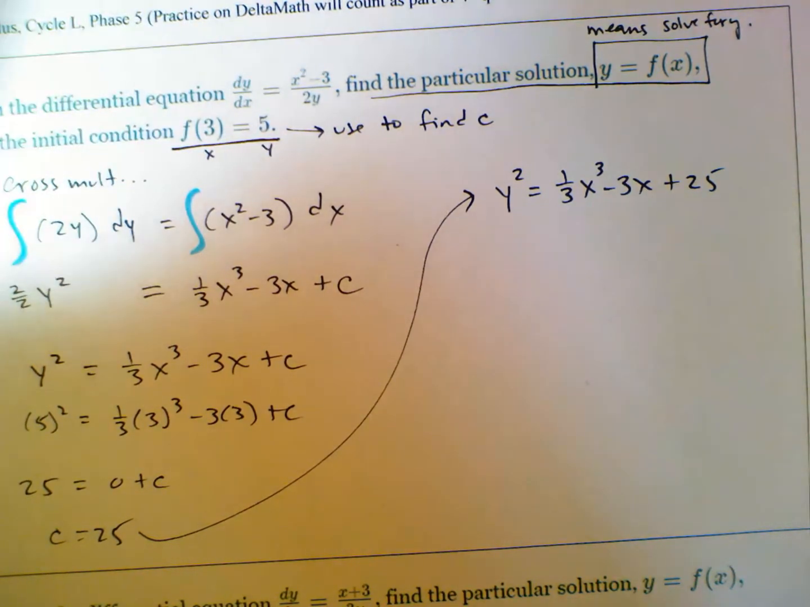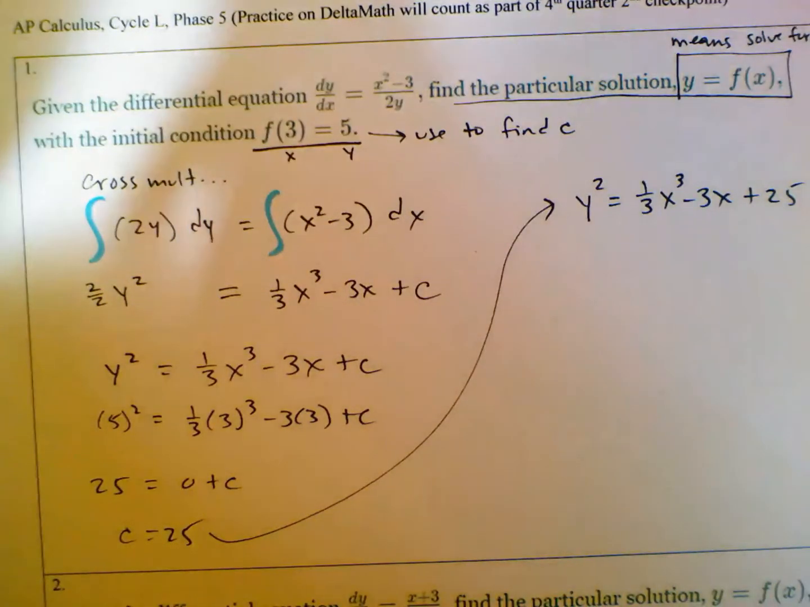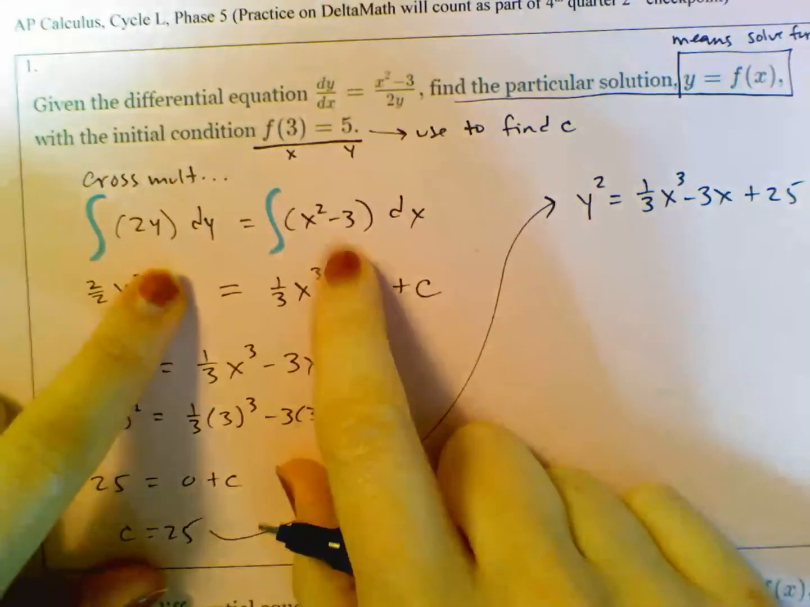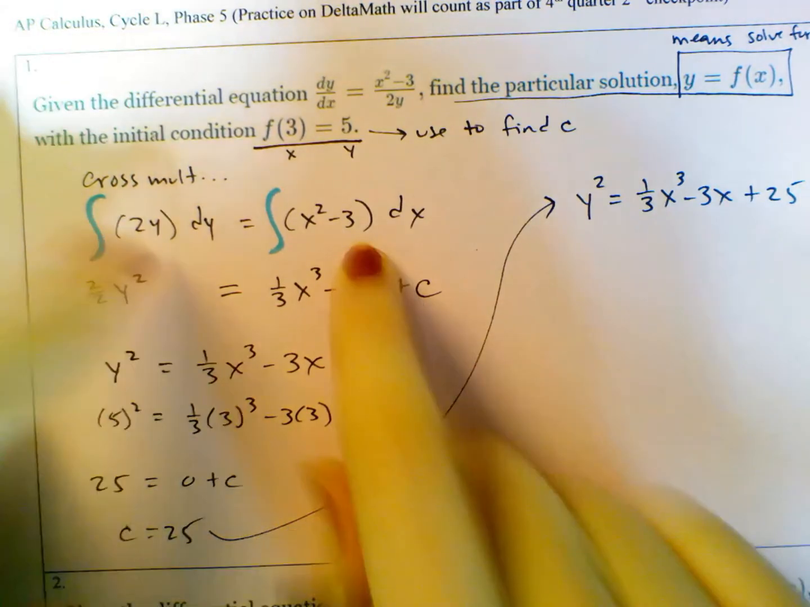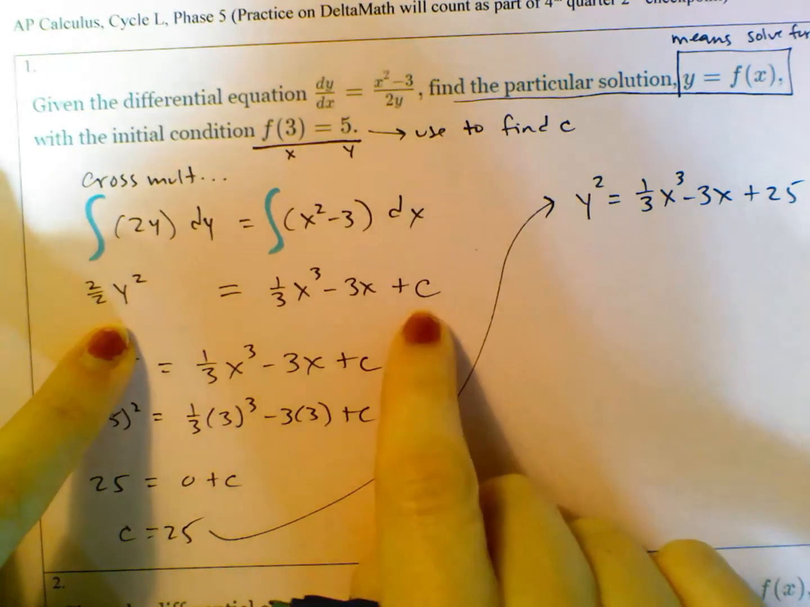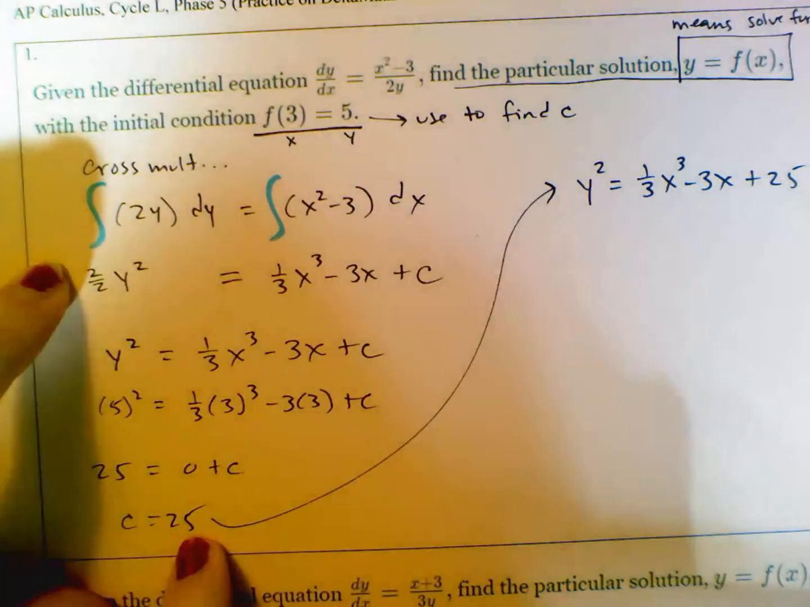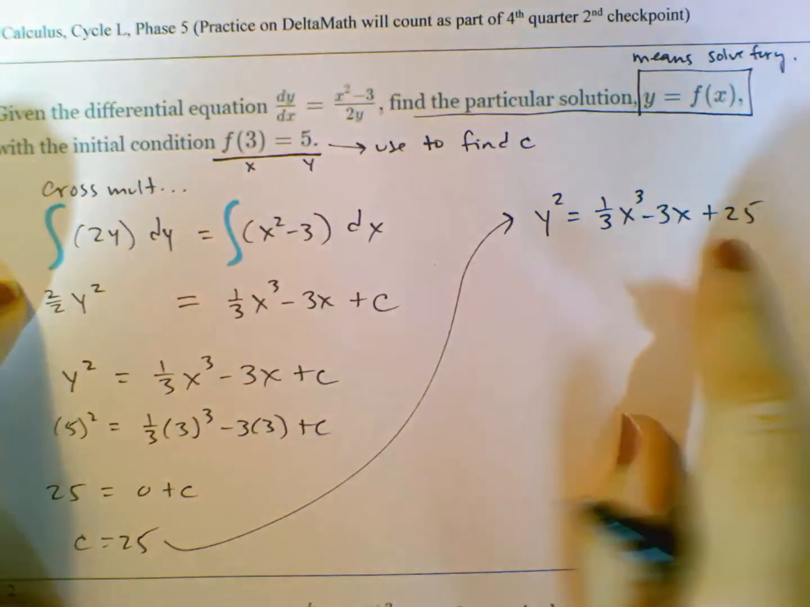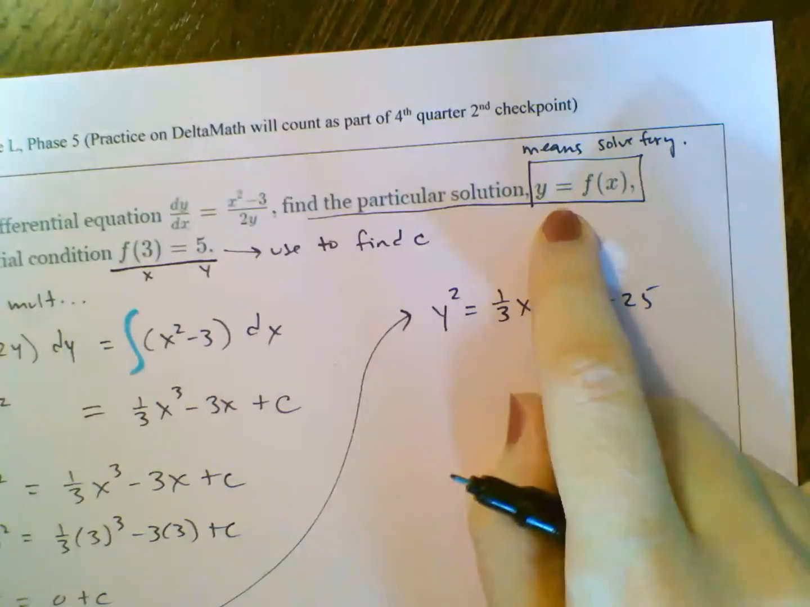Okay, now you would get partial credit if you stopped here. For sure you get partial credit. You would get credit, let me tell you, for separating the variables. Just for doing the separation, the cross multiplication, you'd get credit. For doing the antiderivatives correctly with the plus c, you get more credit. For finding the c, I think you get credit for that.